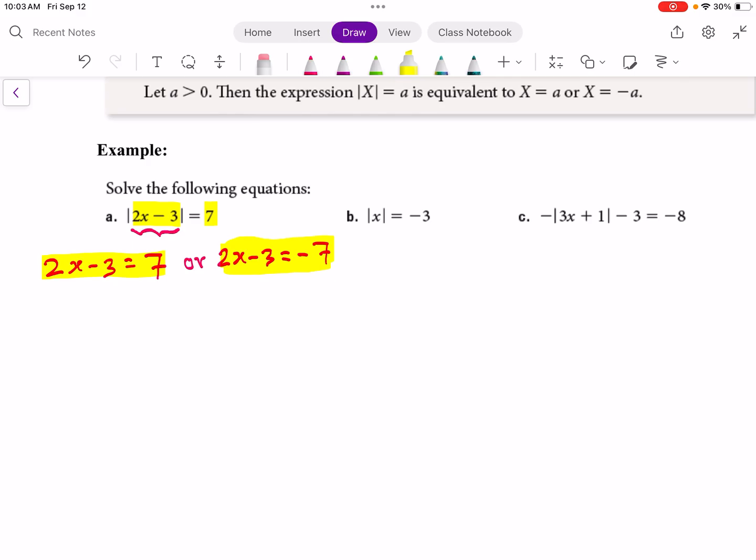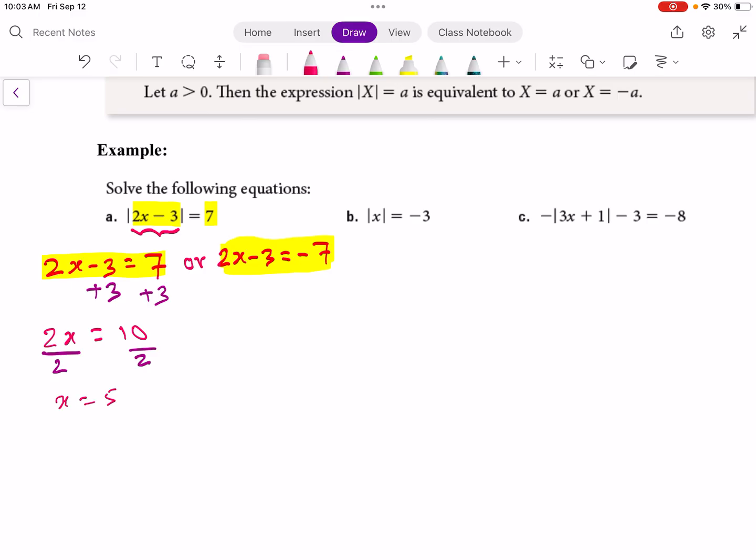Now what type of equation do we have here? These are linear equations, right? And we know how to solve this. So let's solve these linear equations. You add 3 to this equation. So we have 2x, this is 0, equals 7 plus 3, 10. Divide by 2 on both sides. We have x equals 5 from the first equation.